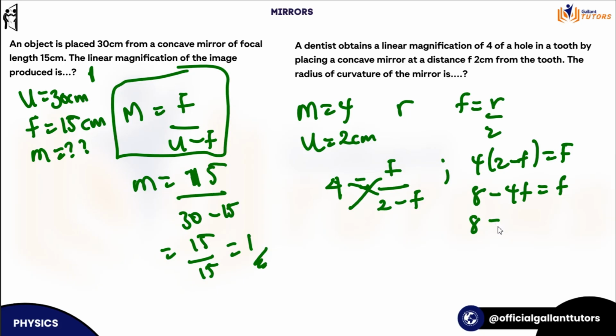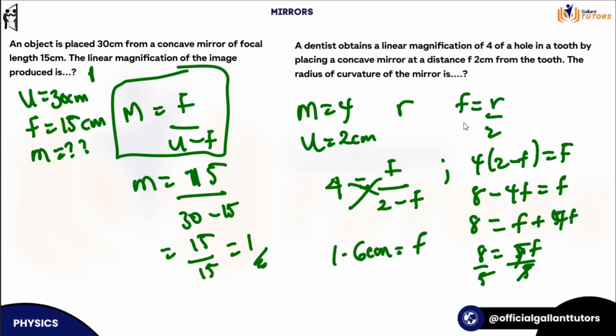F. Bring like terms together, we have f plus 4f. So we have 8 is equal to what? 5f. So divide by what? Divide by 5. Exactly. So our f is equal to 8 divided by 5. What's that, please? Help me calculate. 1.6. Alright, so 1.6 centimeter is equal to f.